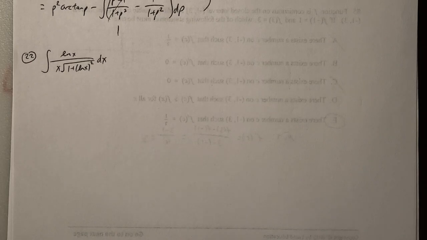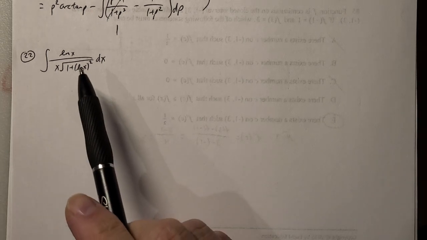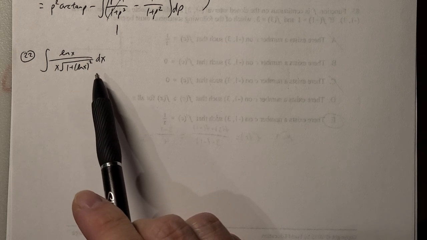Welcome to another episode. We are continuing solving the problems in section 7.5 in the James Stewart Calculus Early Transcendentals 7th edition textbook. We're on number 22, so let's get started right away. We have this integral of log x over x squared times the square root of 1 plus log x squared dx.